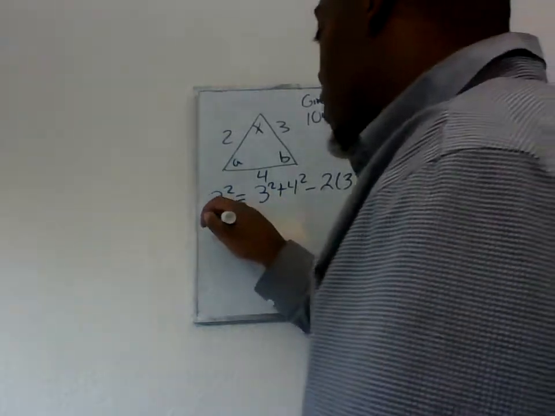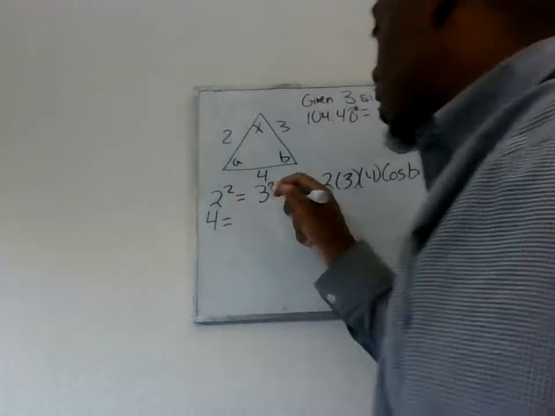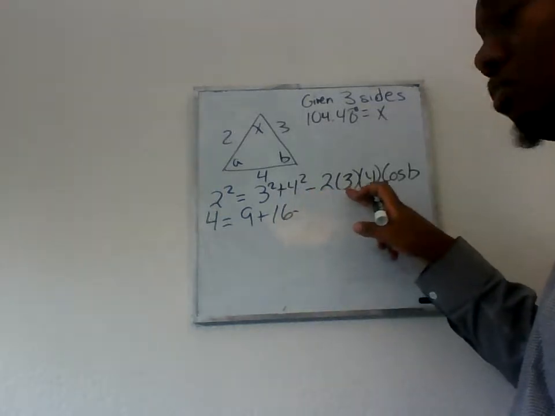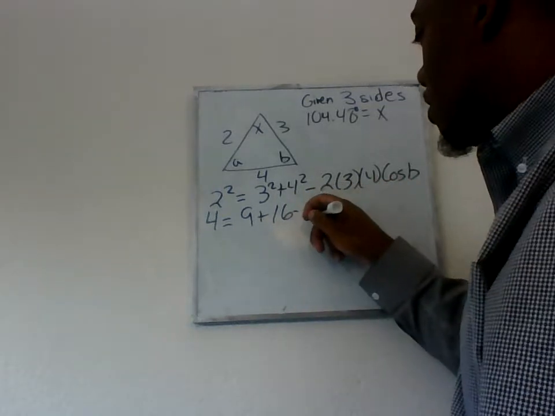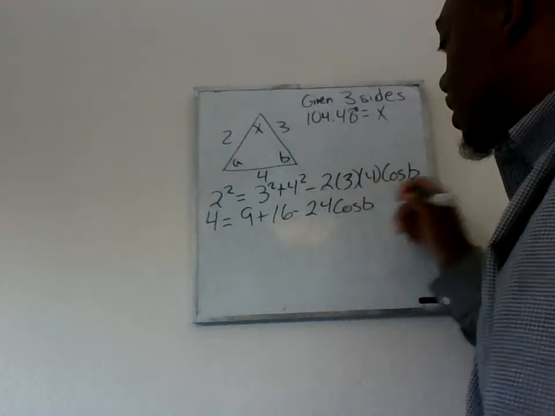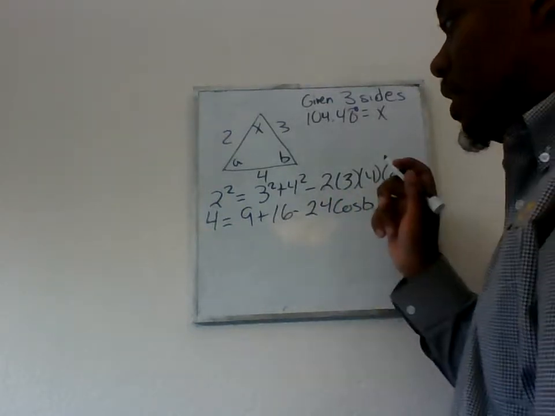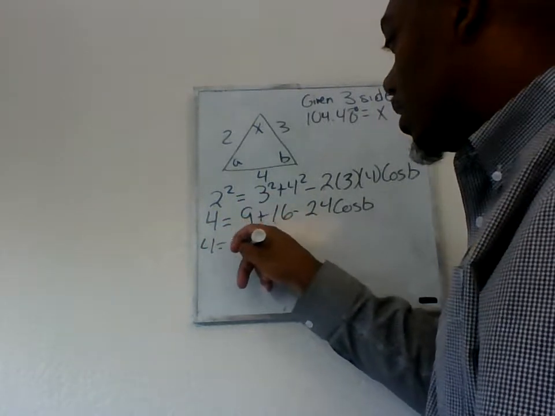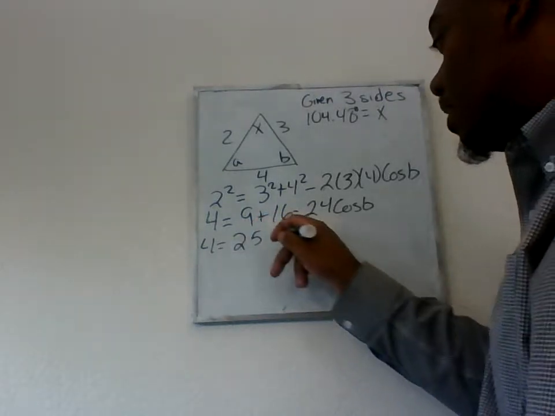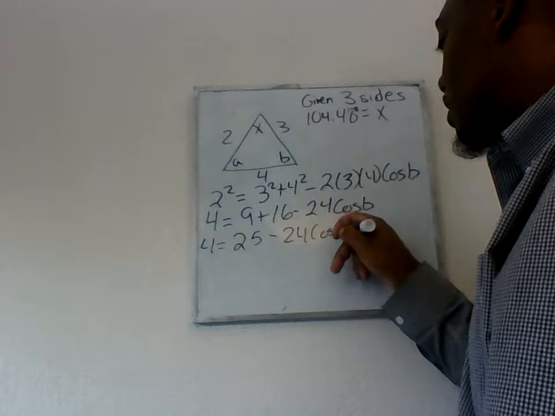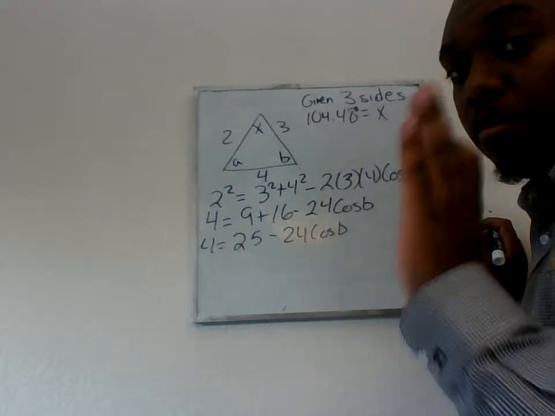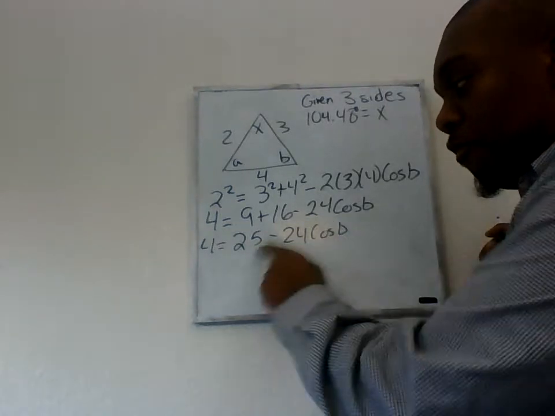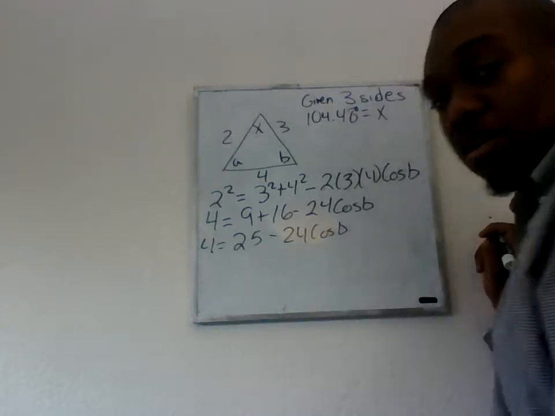So 2 squared will give us 4. 3 squared will give us 9. 4 squared will give us 16. 2 times 3 is 6. 6 times 4 is 24. Cosine of b. So we simplify this. We get 4 equals 9 plus 16. 9 plus 16 is 25. Minus 24 cosine of b. Again, the most common mistake is subtracting these two. Do not do that. Order of operations says you would multiply before you subtract. So do not subtract those two.